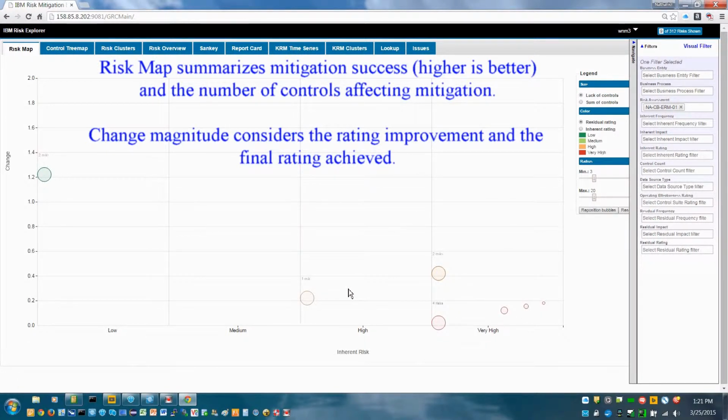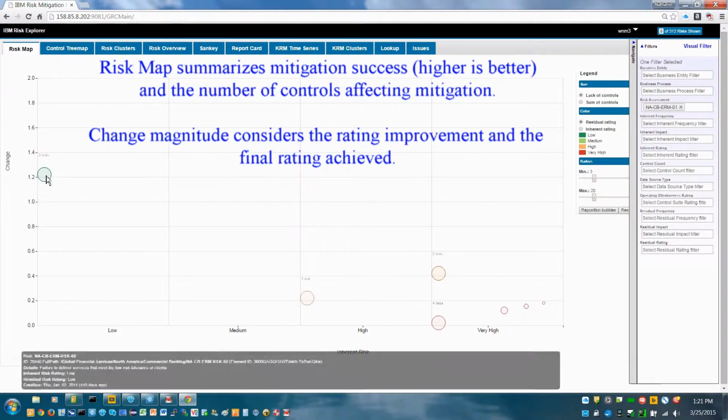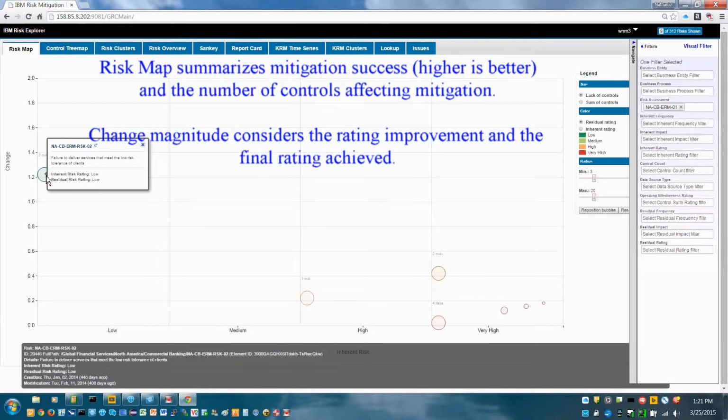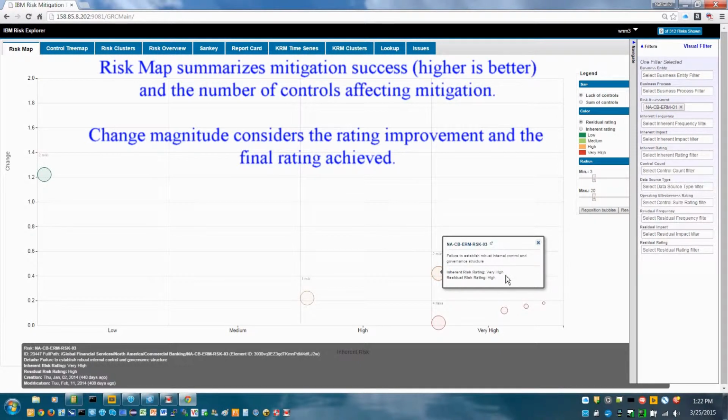The higher the circles on the chart, the more the risk position has changed. Here we can see the risk position has achieved very low risk rating, and here we see in the inherent risk we've gone from very high to high, so it's a little bit higher than the other circles we were looking at.